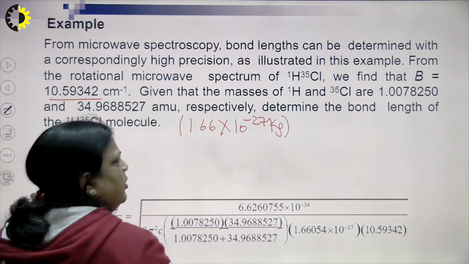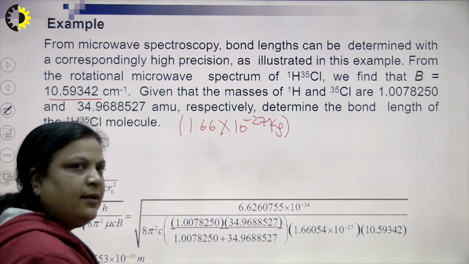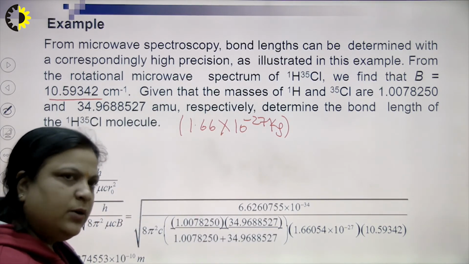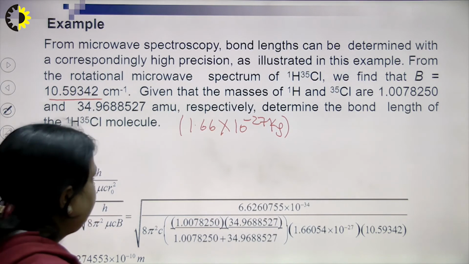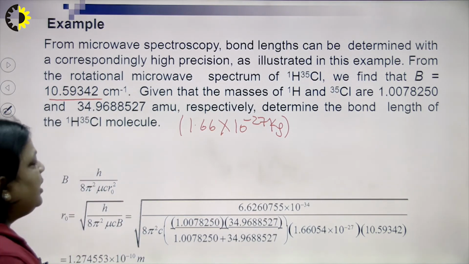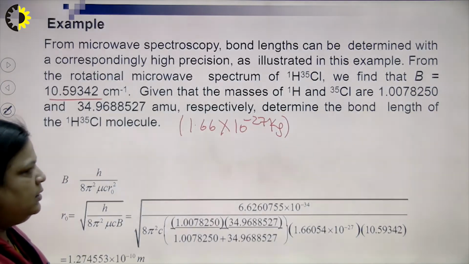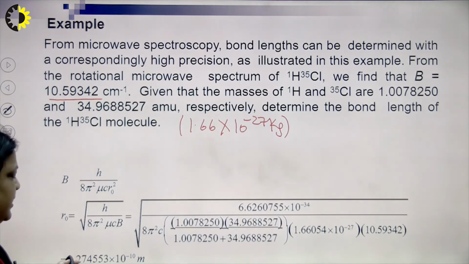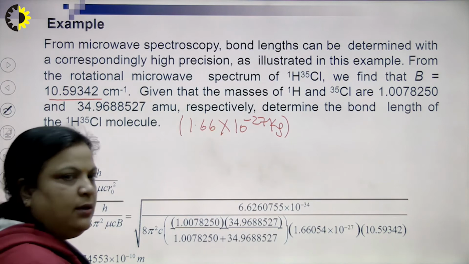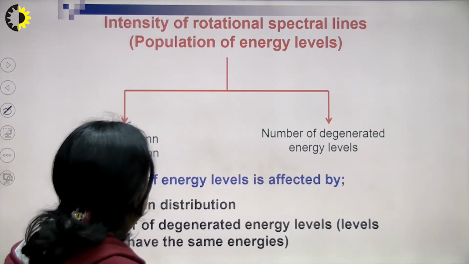And how does this value come? This is basically 1 upon Na into 10 to the power minus 3, because gram to kilogram. So, to calculate bond length, we can use the same concept and then we find the bond length, which is 1.27 angstrom.